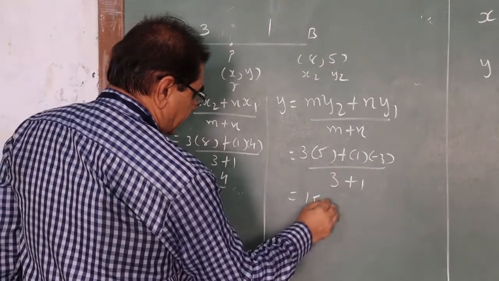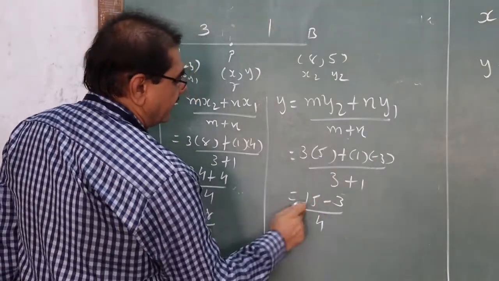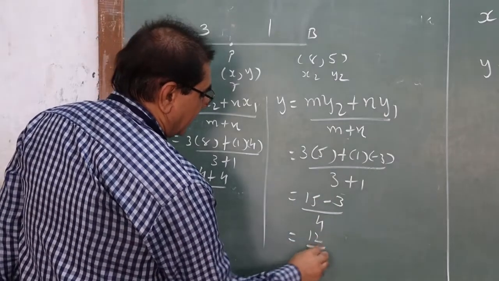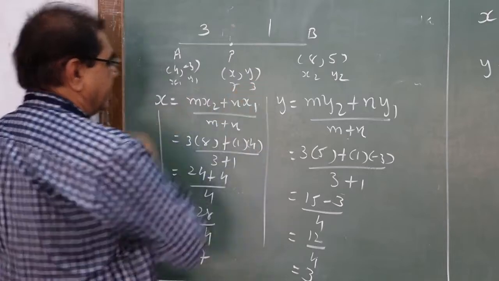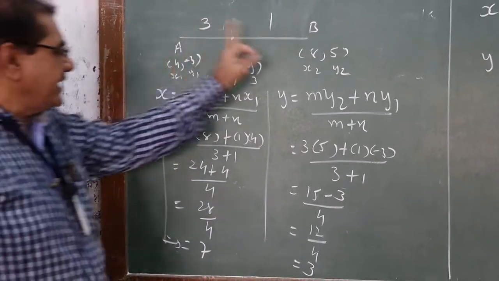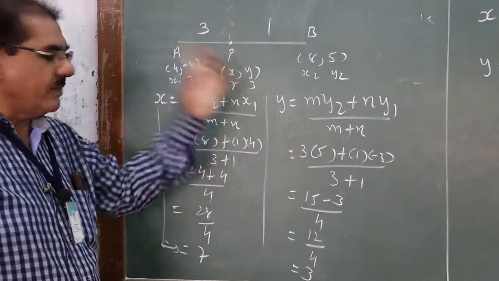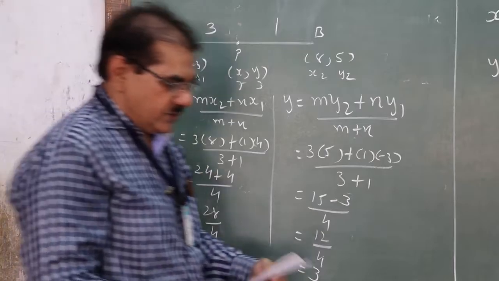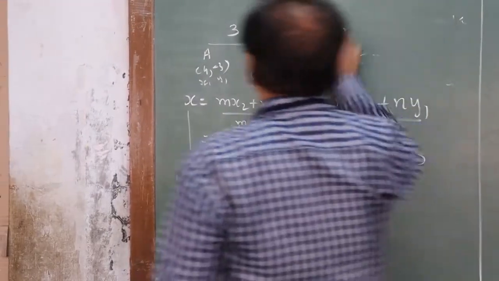3 1s are 3, means it is minus 3, and 3 plus 1, 4. So 15 minus 3, 12 upon 4 is equal to 3. So your y is 3. So coordinates of the point P which divides line segment AB into the ratio 3:1 is 7, 3. Is it clear? So if you remember the formula, you can find the answers very easily.